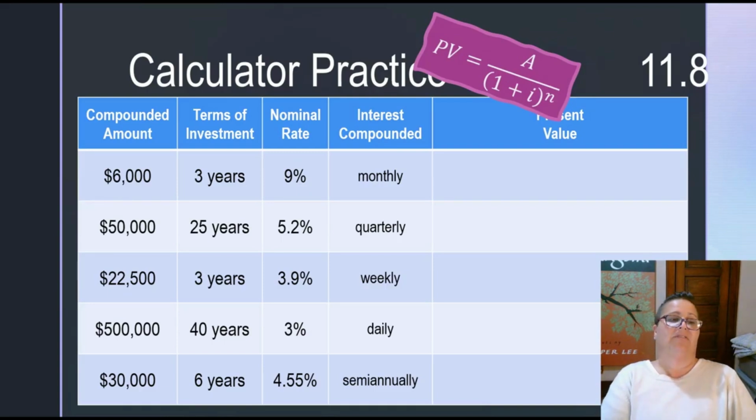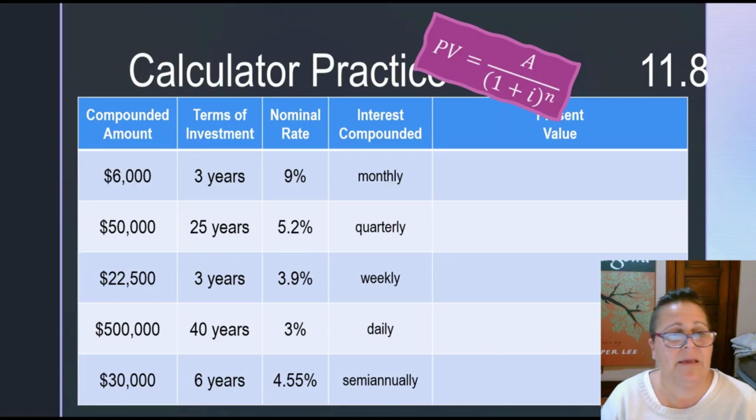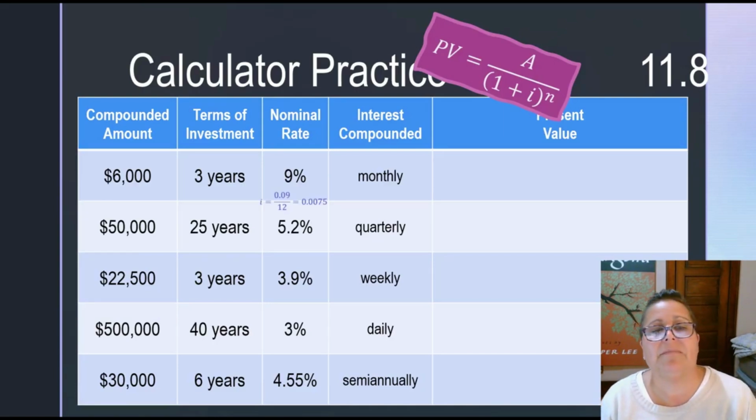If you want to have $6,000 and you have 3 years and a 9% interest rate compounded monthly, keeping in mind that monthly means you have 12 compounding periods, we're going to take the interest rate as a decimal, 0.09, divide that by 12 to get 0.0075. This is our interest rate per period. Total number of periods would be 3 years times 12 times a year, or 36.